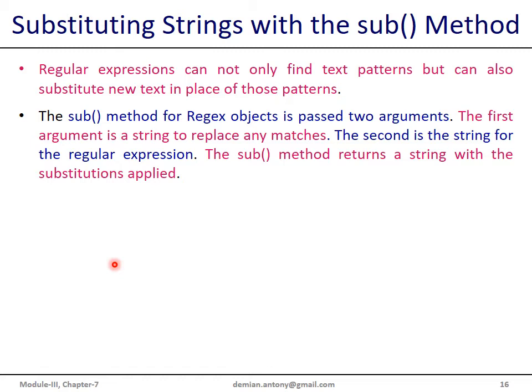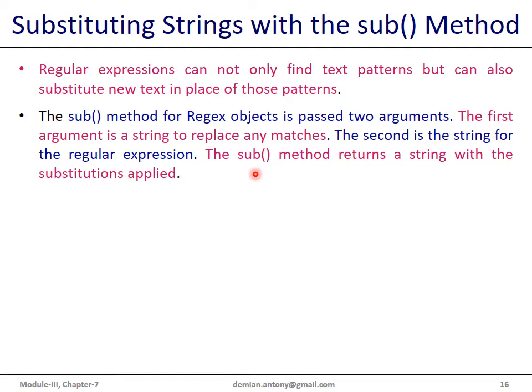Regular expressions can not only find the text pattern but also allow us to substitute new text into the matched patterns. For that we have a sub method, which is associated with the regular expression object. It takes two arguments. The first argument is a string to replace the obtained matches, and the second one is the string that we are going to supply for pattern matching. And this sub method will return a string with the substitutions applied.